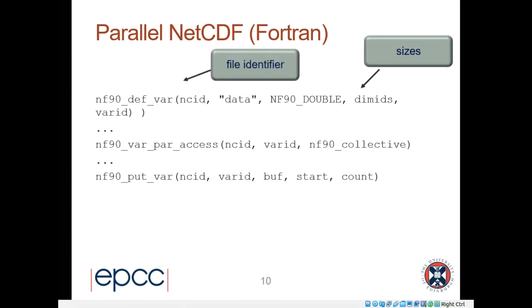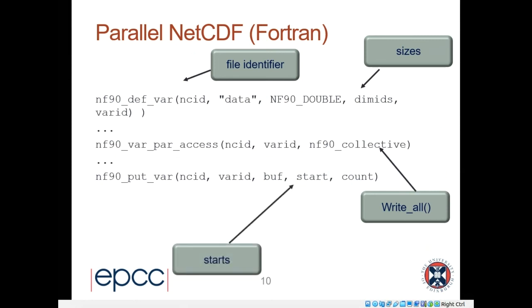For NetCDF, we have a file identifier. These are the sizes. Then that's for doing like a write all. And then we have these are the starts and these are the subsizes. So again, as with HDF5, you pass the same information. The size of the data set with these dim IDs, the starts and the counts, which are the subsizes. Again, the NF_PUT_VAR_PAR access tells you it's actually the write. We have an NF90_COLLECTIVE, which is the equivalent of write all. So again, different syntax, but the concepts are the same. You open a file, you define what subarray of the whole file you own, what subset each process owns, and then you do a collective write or read.